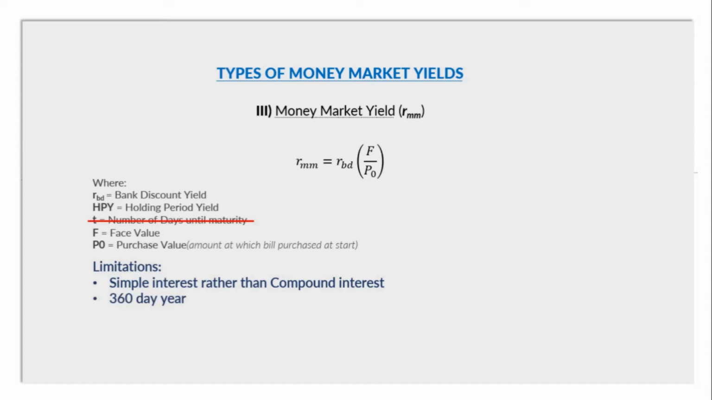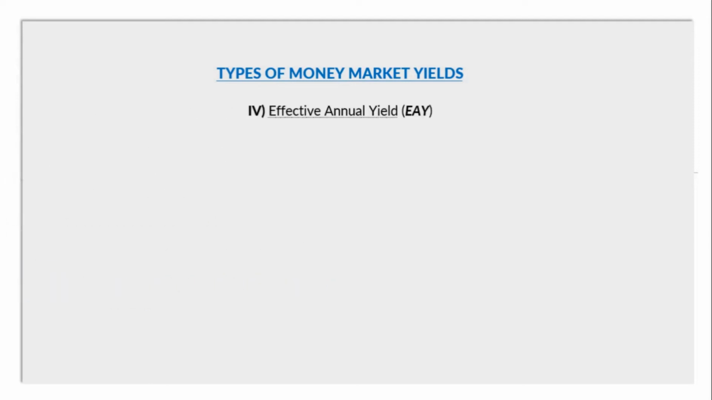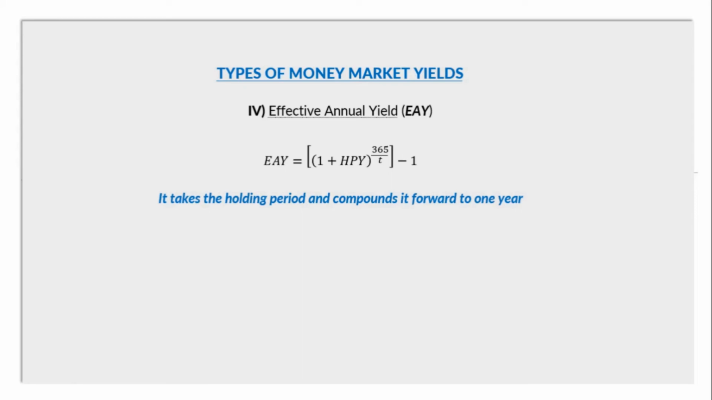So moving on to the fourth yield, which is the most effective and most used yield in practice, the effective annual yield. To calculate it, EAY is equal to 1 plus holding period yield raised to 365 by T, minus 1. This yield takes the holding period and compounds it forward to 1 year. So these are the four types of money market yields, and reading 7 has come to an end.